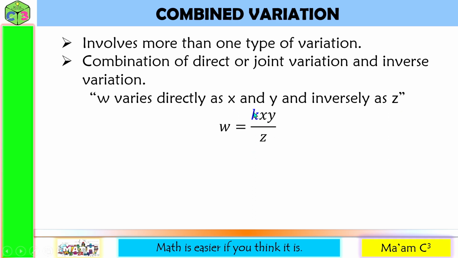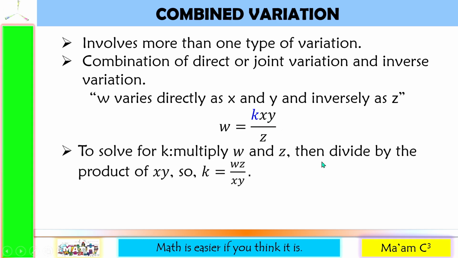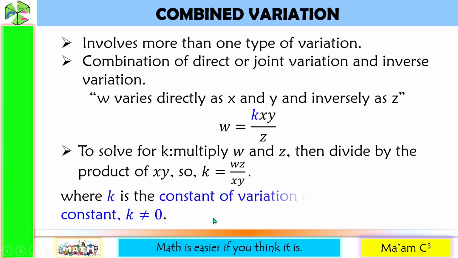Now, to solve for K here, we're going to multiply W and Z and then divide by the product of X and Y. So K will be equal to WZ over XY. Once again, K here is our constant of variation or proportionality constant. Remember that K cannot be equal to 0.